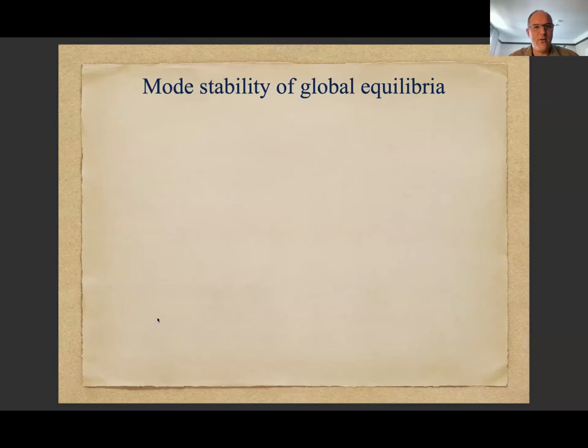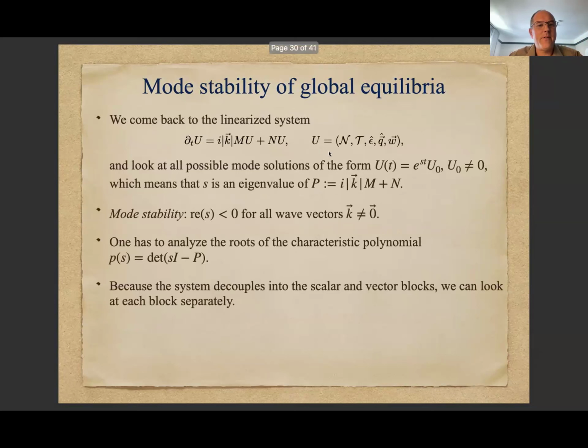Okay, so now I'm going to move to mode stability. So first of all, are there any questions so far? So if not, let me then go on with mode stability. So now let us come back to the linearized system, which describes the linearization of the global equilibrium configuration.